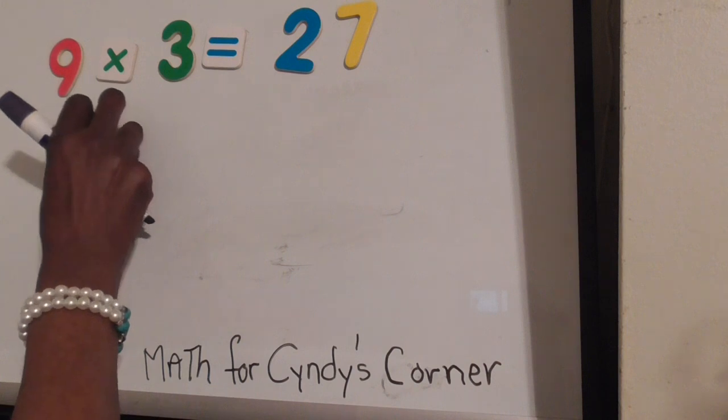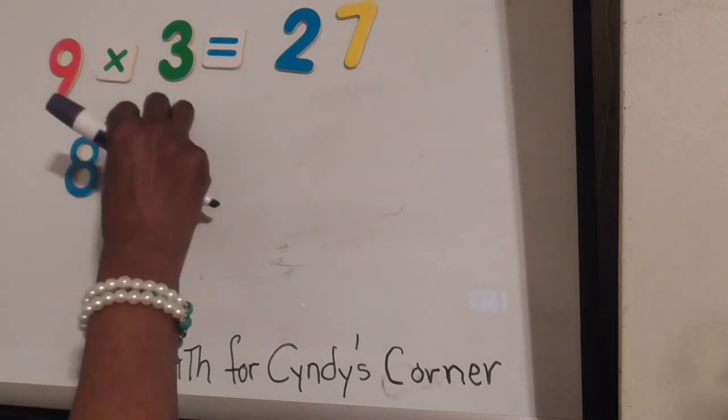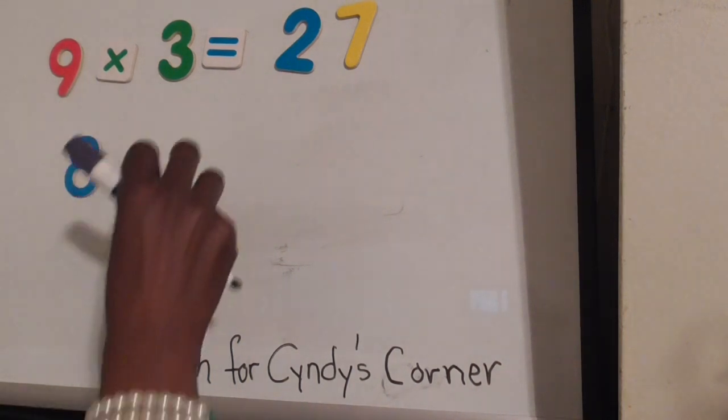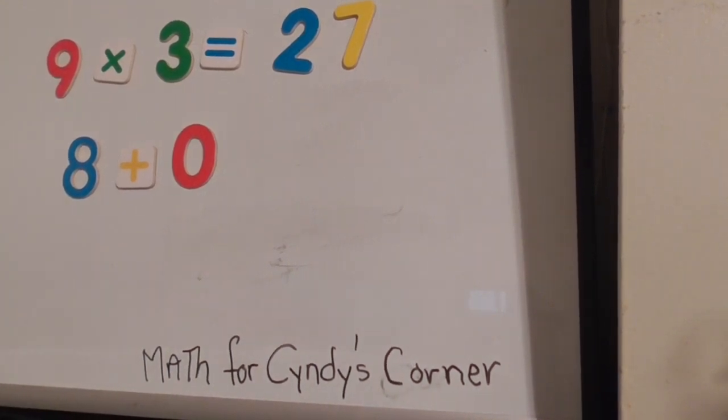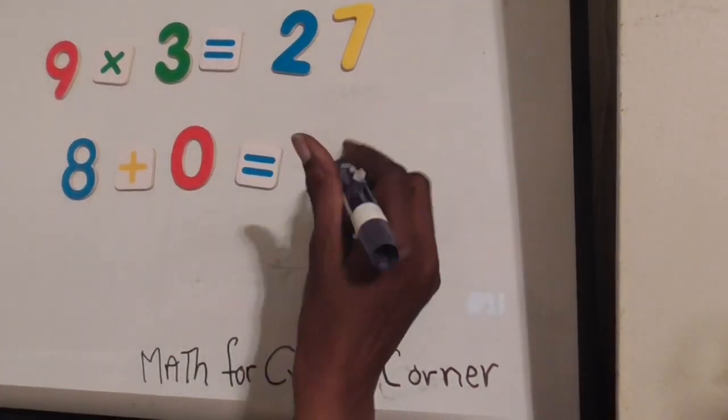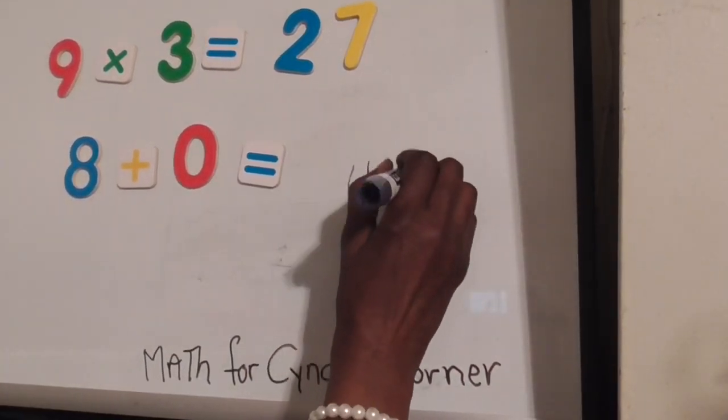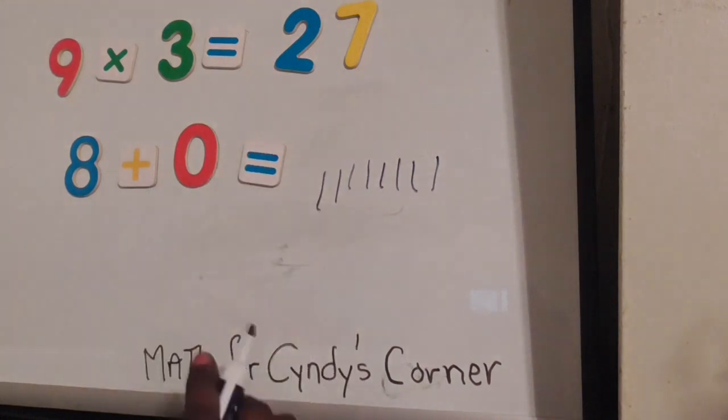8 plus 0 equals what? 8 plus nothing else equals 1, 2, 3, 4, 5, 6, 7, 8. That is what we're saying.